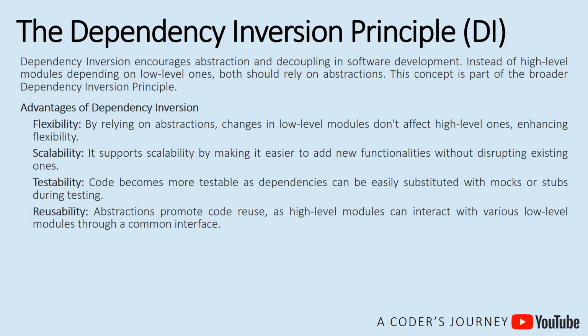Testability. Code becomes more testable, as dependencies can be easily substituted with mocks or stubs during testing. I have created a playlist about unit testing in C# with XUnit. And we will talk about mocks, stubs, spies, and so on in that playlist.